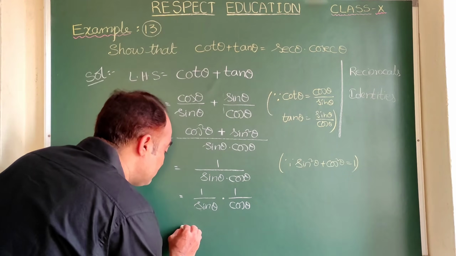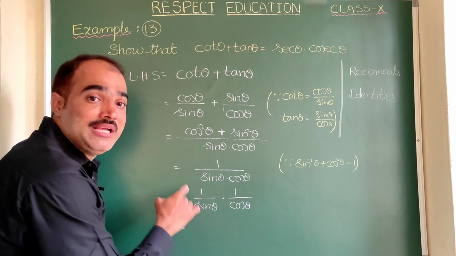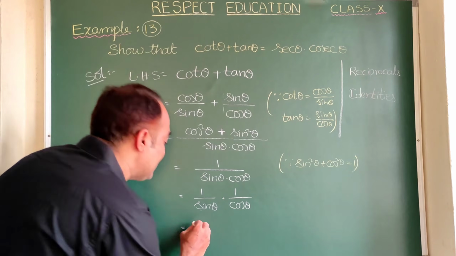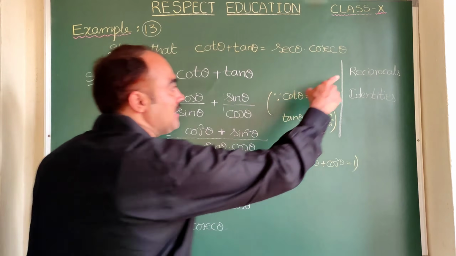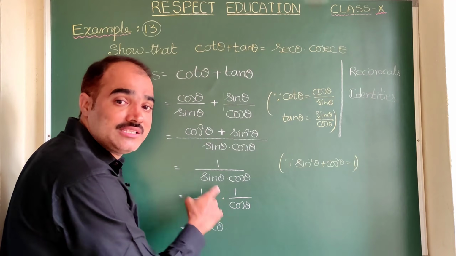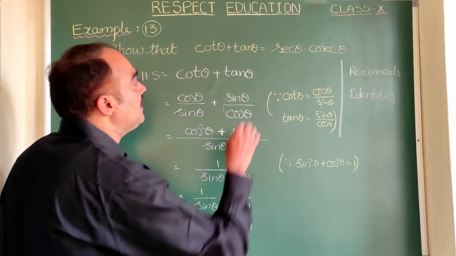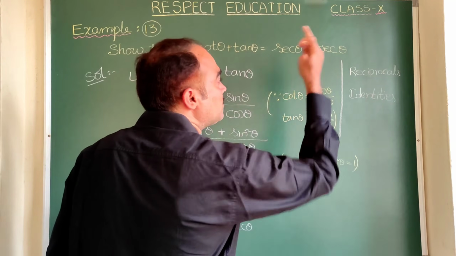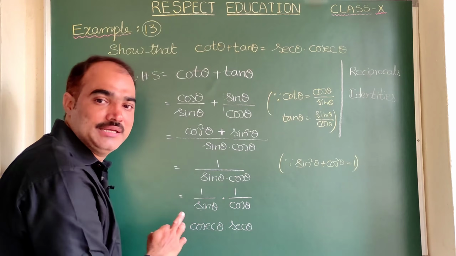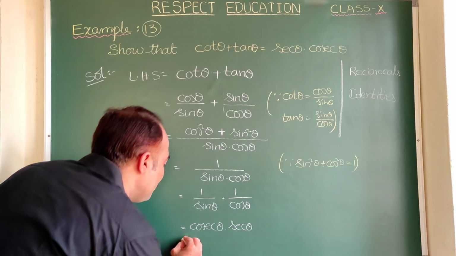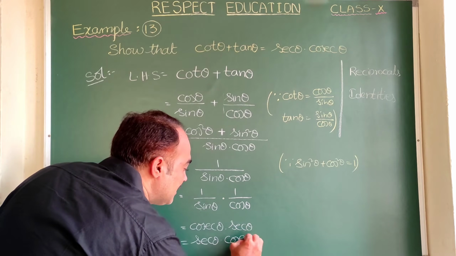Now under reciprocal formulas, what is 1 by sin theta? Cosecant theta. And under reciprocals, what is 1 by cos theta? Secant theta. You see, in the answer what we want is secant theta and cosecant theta. Here we got cosecant theta and secant theta. Of course both are the same, it is just multiplication. So we can rewrite it as secant theta into cosecant theta.